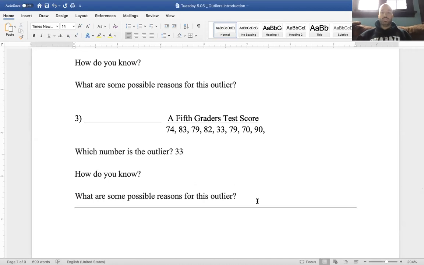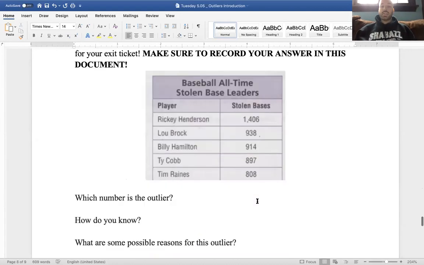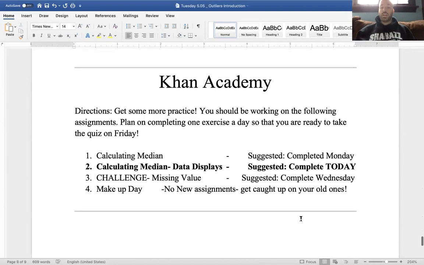Okay, you're all set to do the exit ticket. Make sure that you answer all 3 questions. When you finish, you should do your Khan Academy assignment for today.